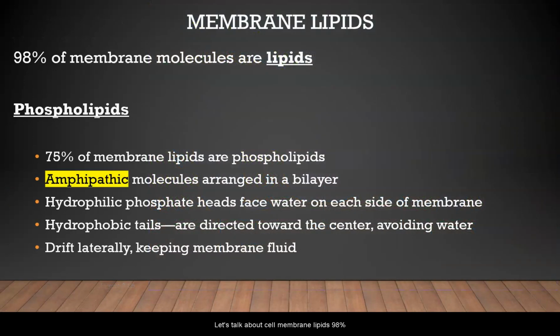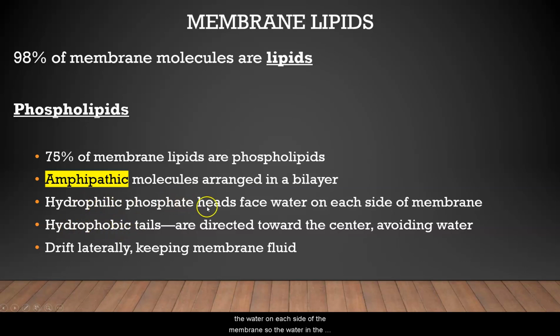Okay, let's talk about cell membrane lipids. 98% of the membrane molecules are lipids, and the majority here are phospholipids. 75% of membrane lipids are phospholipids. They are amphipathic molecules that are arranged in a bilayer. That word amphipathic means that part of the molecule is hydrophilic, or water loving, and part of the molecule is hydrophobic, or water hating, or water afraid. Hydrophilic, philia is Greek for love, so water loving. Phobic, like you can think of a phobia, is water scared.